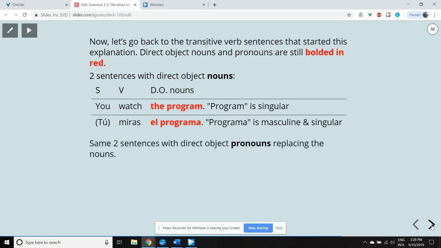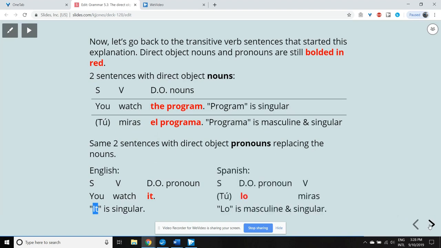Let's look at the same two sentences with direct object pronouns replacing the noun. Here's our English sentence, and note the word order. You watch it, right? Look at our word order. Subject, verb, direct object pronoun after the verb. And notice, program is singular, so direct object pronoun, it is singular too. Now let's see the Spanish. Look at the word order change first, right? It's not the same as English.